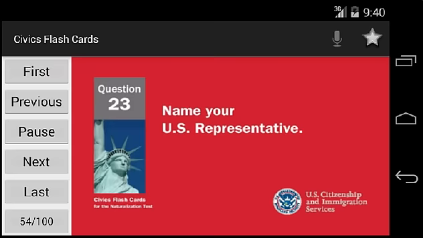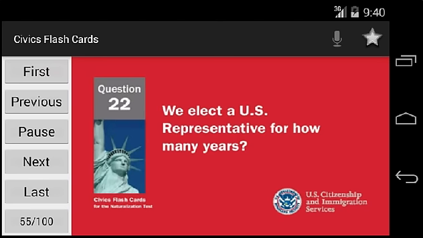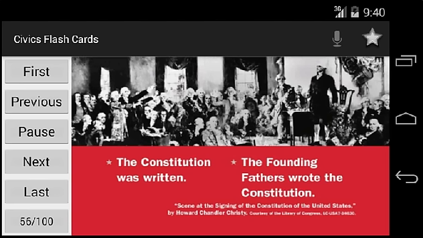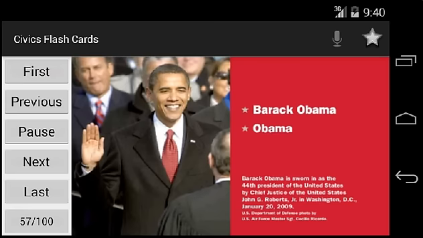Name your U.S. representative. Mike Honda. We elect a U.S. representative for how many years? 2. What happened at the Constitutional Convention? The Constitution was written. The Founding Fathers wrote the Constitution. What is the name of the President of the United States now? Barack Obama.